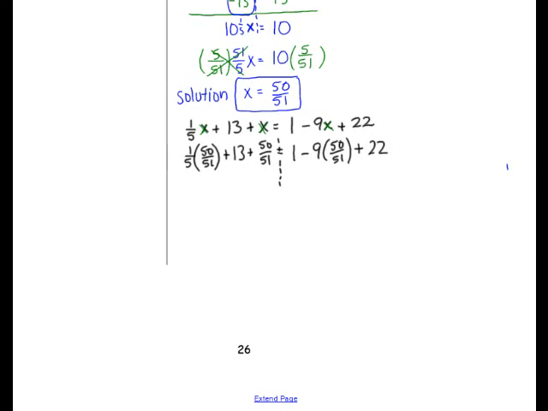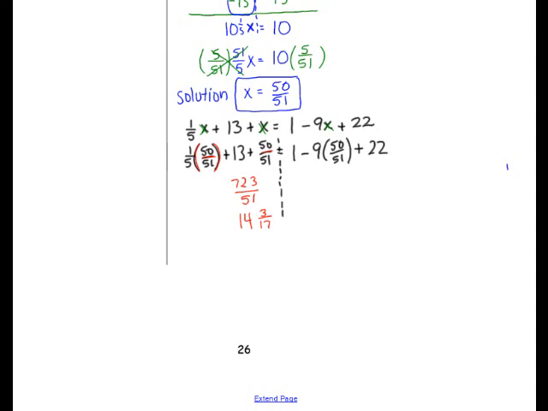Now using your calculator and your ABC key, calculate 1/5 parentheses 50 ABC 51, close your parentheses, plus 13, plus 50 ABC 51, and press equal. This gives you a value of 723 over 51. In simplest form is 14 and 3/17.